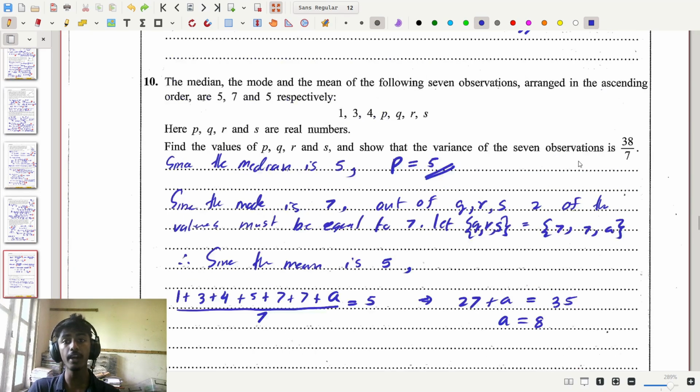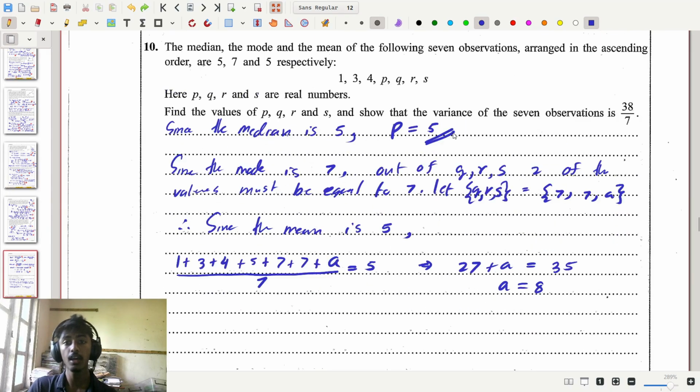Now since our values are arranged in ascending order, the values arranged here would be 7, 7, and 8 in ascending order. Therefore, Q is equal to 7, R is equal to 7, and the last value S, which is the large value, must be equal to 8.